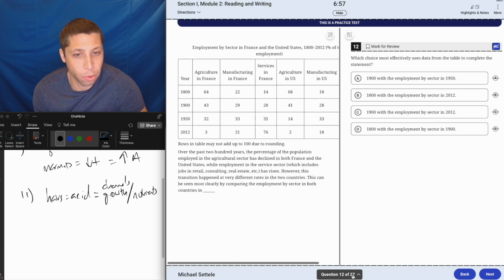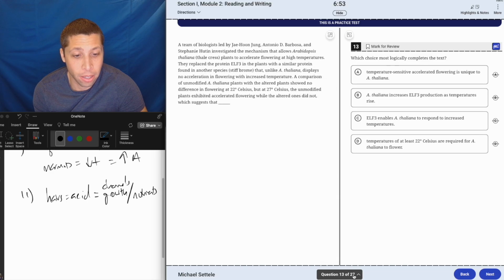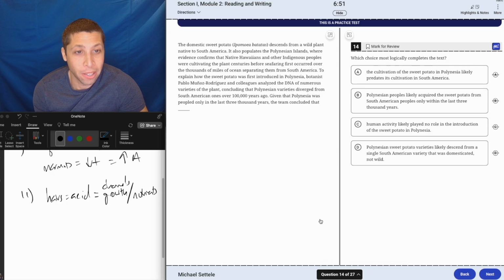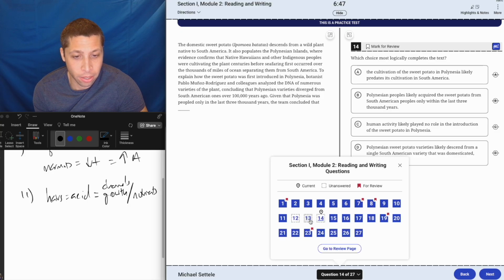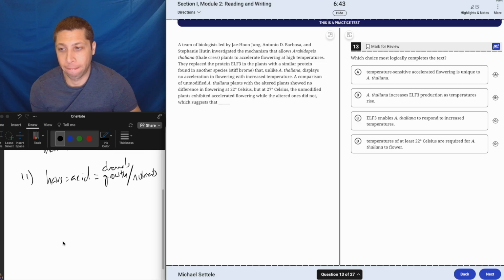I've seen this question before too, because that stupid chart is so big. It doesn't fit on my screen usually. Okay. All right, we gotta move. We gotta hustle. Okay. Let's do this.